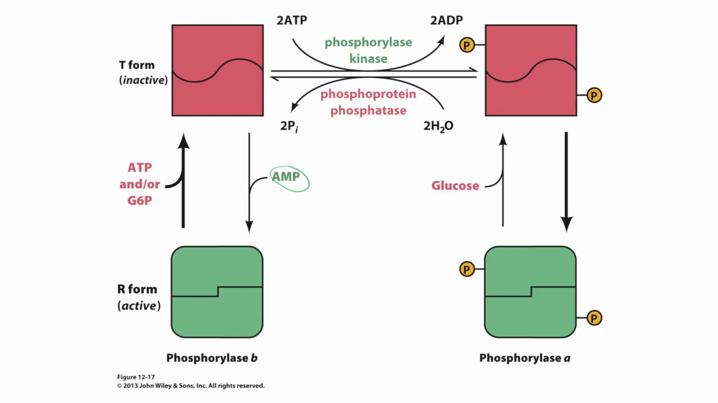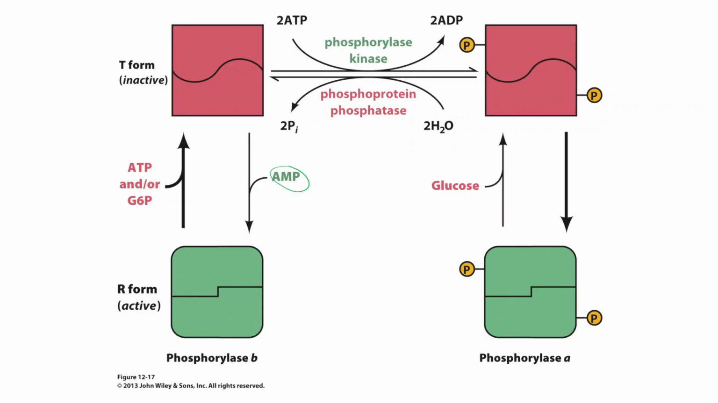And you'll notice that AMP mostly acts on phosphorylase B, which is dephosphorylated. So normally phosphorylase B wants to shift towards the inactive form, but if there's a lot of AMP around, even though phosphorylase B does not have the phosphate groups on it, AMP will help shift it towards the R form anyway. So that's why there's sort of separate control covalently and allosterically.